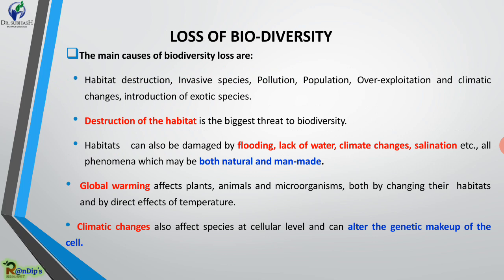Global warming: global warming affects plants, animals and microorganisms, changing their habitats, with a direct effect of temperature. Climate change also affects species at the cellular level and can alter the genetic makeup from the cell.